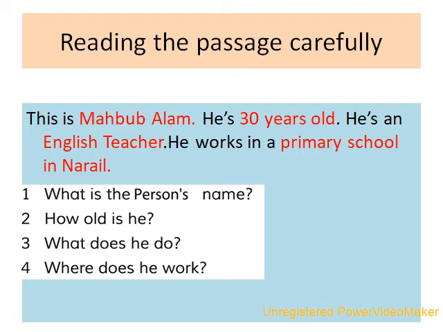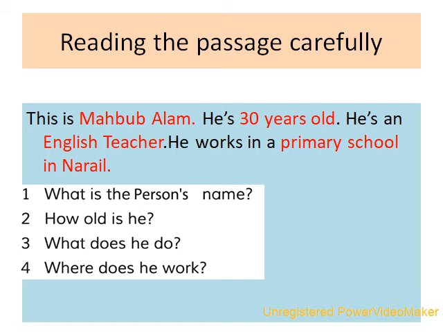This is Mahabub Alam. Have a look. I have written Mahabub Alam in red so that I can remember the information. You can underline it in your book, Mahabub Alam, so that you can remember the information. He is 30 years old. I have written it in red color so that I can remember the information. You can underline in your book 30 years old.